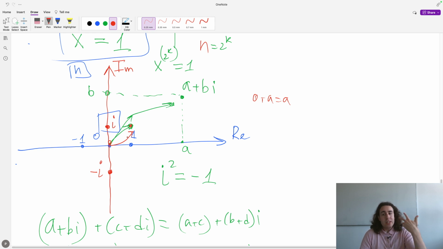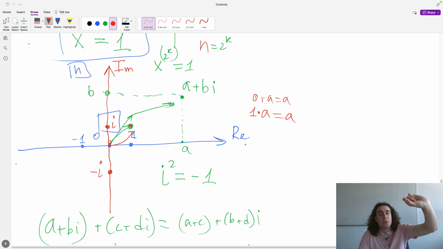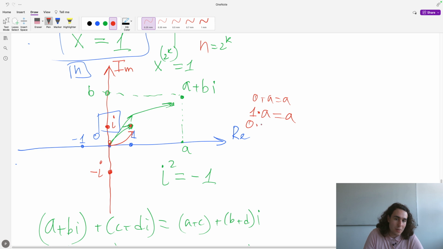But when I multiply, I do something similar, right? 1 times a is equal to a. So when I multiply, I want my number 1 to move to a. And obviously 0 times a is 0. So when I multiply by something, 0 should be fixed, but the number 1 should move to that number. And I want to say that it's always just some kind of rotation and scaling, right?